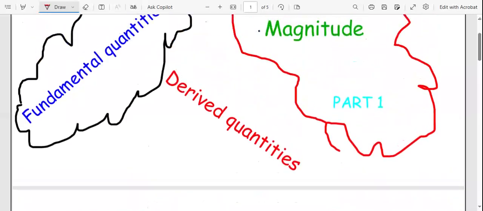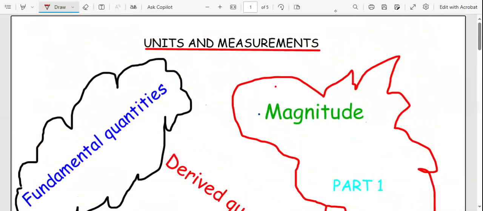That marks the end of part one, introduction to terms. Now in part two, we advance to prefixes and other things, dimensional analysis, and a lot more to say. So thank you very much.